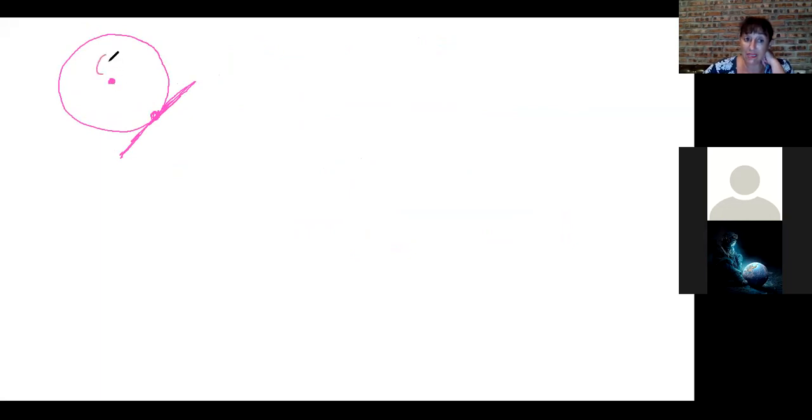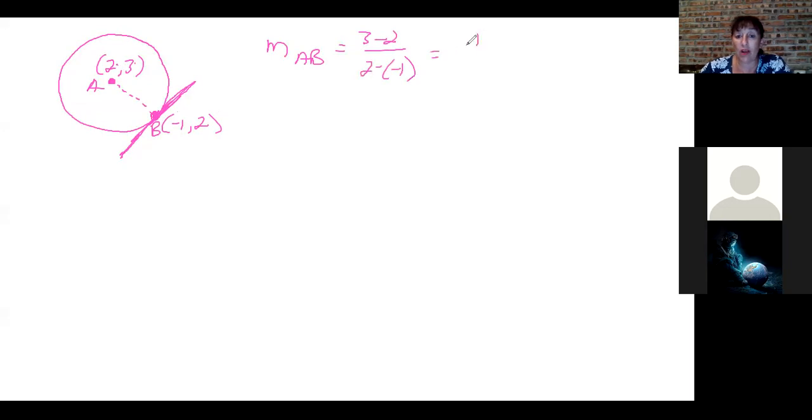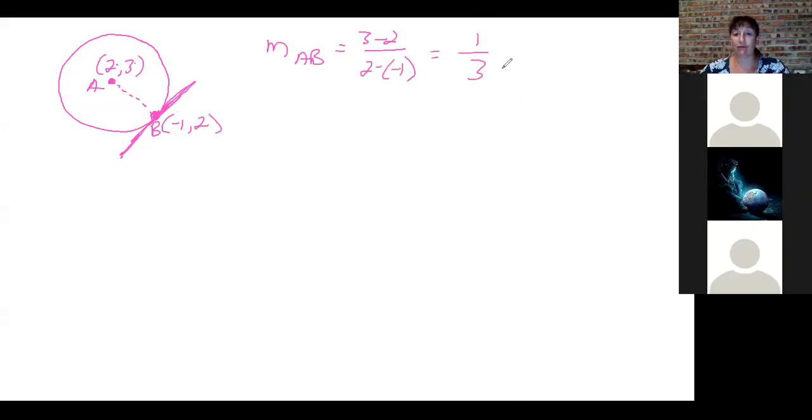If I have my center and I have this point, right, I am able to find the gradient of this piece. In other words, like AB. The gradient of AB is 3 minus 2 over 2 minus 1. So 1 over 3. Okay, that's the gradient of AB.